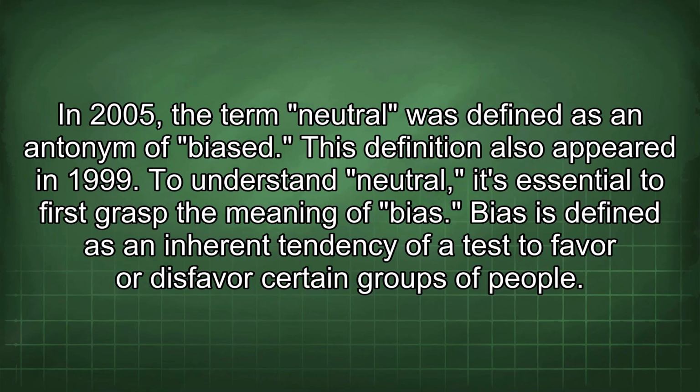In 2005, the term neutral was defined as an antonym of biased. This definition also appeared in 1999. To understand neutral, it's essential to first grasp the meaning of bias. Bias is defined as an inherent tendency of a test to favor or disfavor certain groups of people.